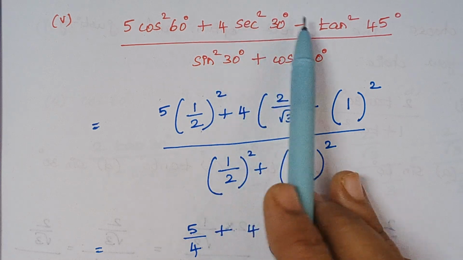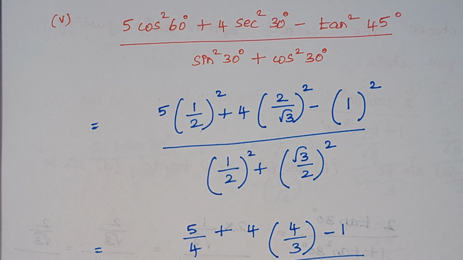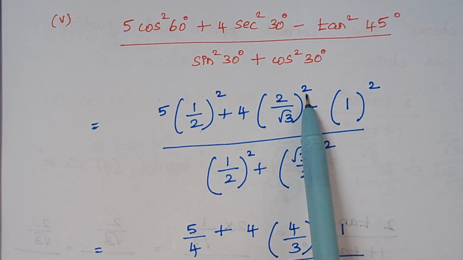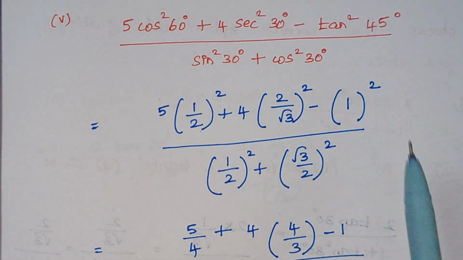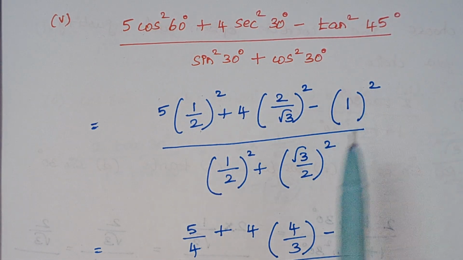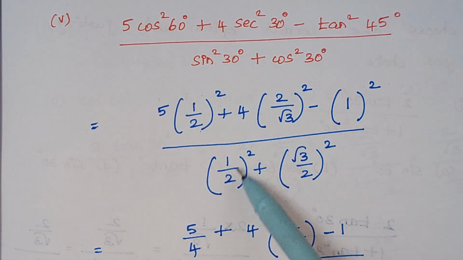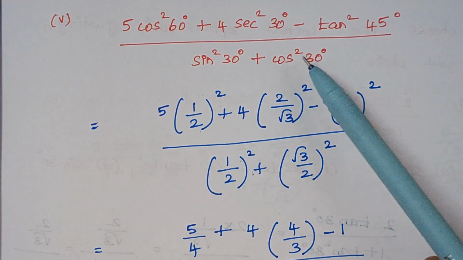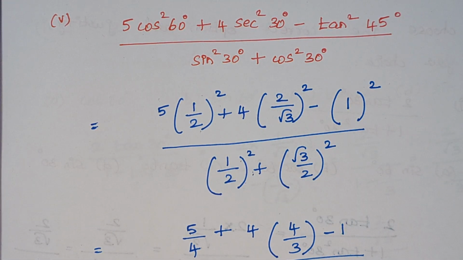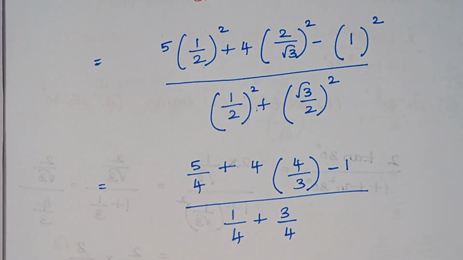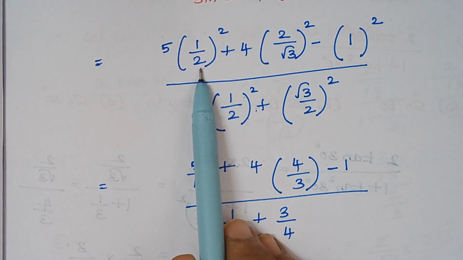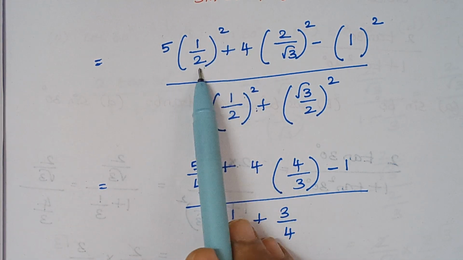Similarly 4 and secant 30 is 2 by root 3. Again there is a square, therefore write a square. Minus tan 45 is 1, therefore it is 1 square. So again sin 30 is 1 by 2 whole square plus cos 30 is root 3 by 2 the whole square. Right. So the next thing is, so 1 by 2 becomes, when you square it becomes 1 by 4.